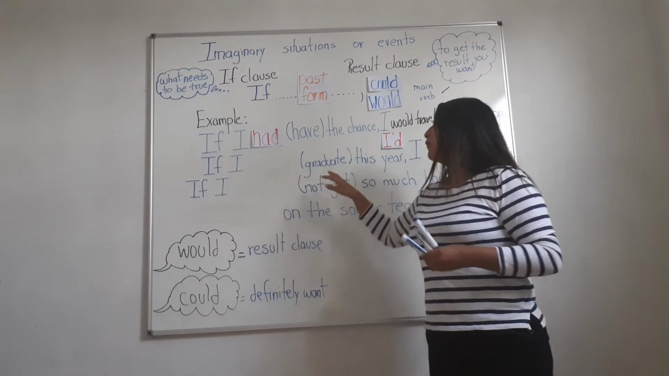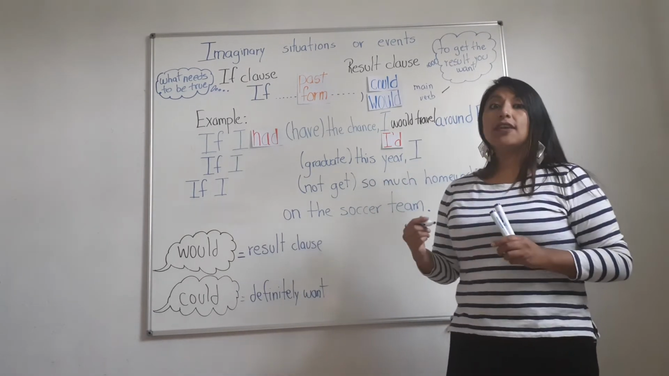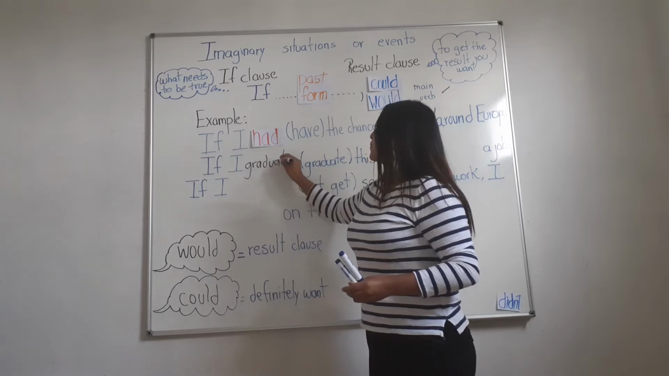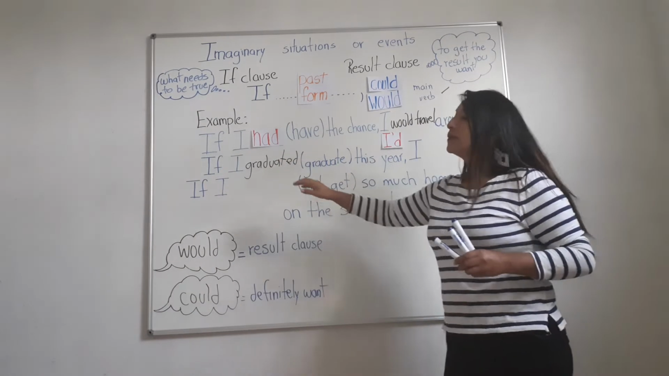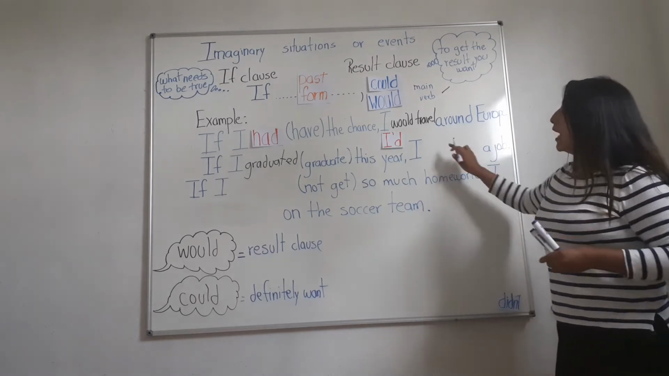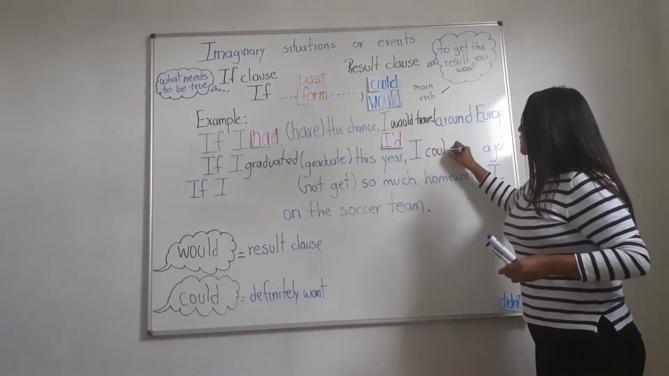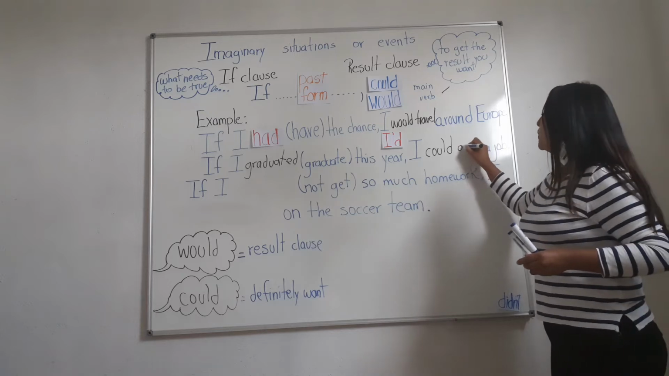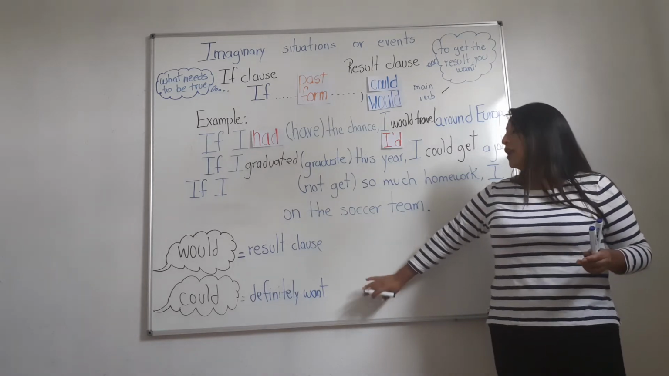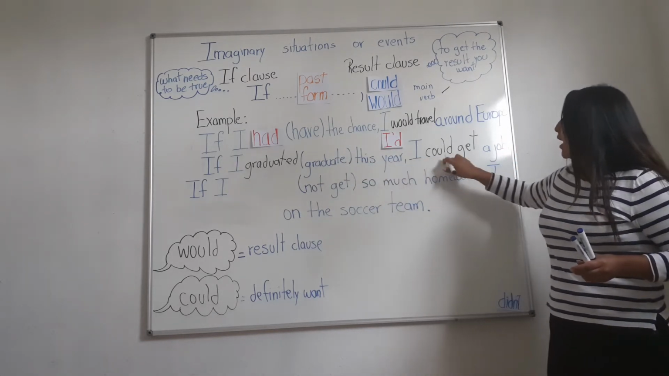If I, here we have a verb. This is a regular verb, because regular verbs need -ed in the past. The example B: if I graduated this year, I'm going to use could, because this is definitely what I want. I could, and I'm going to use the verb get. So I'm using could because this is what I really want. I definitely want the result of this. If I graduated this year, I could get a job.